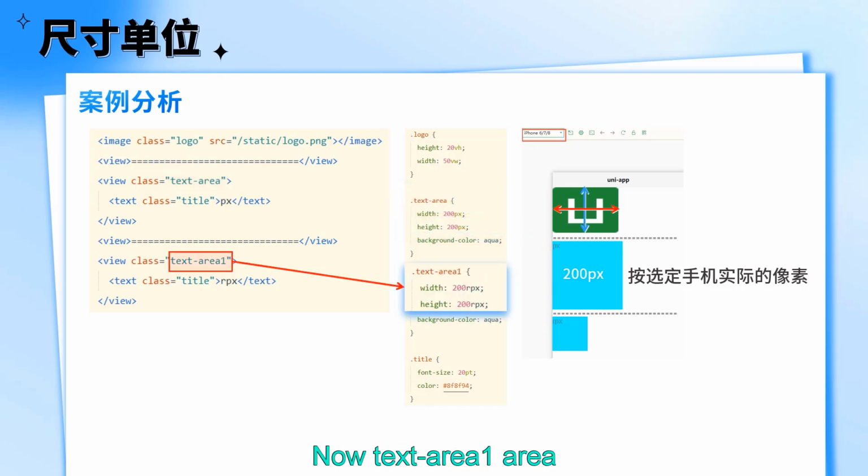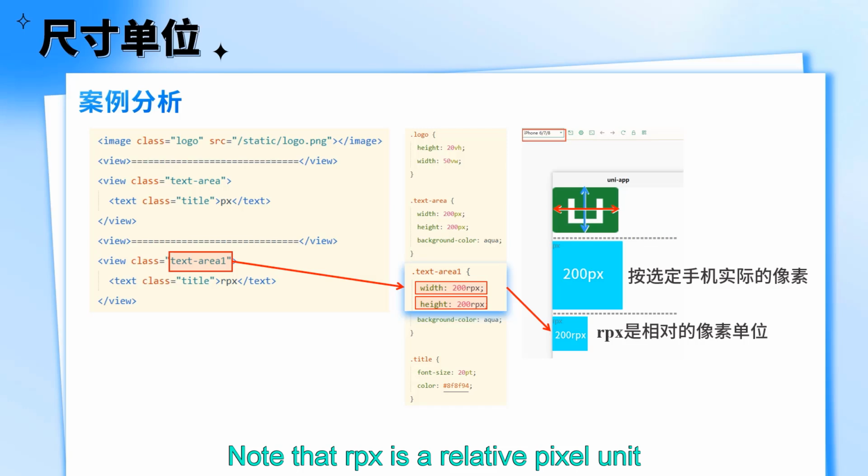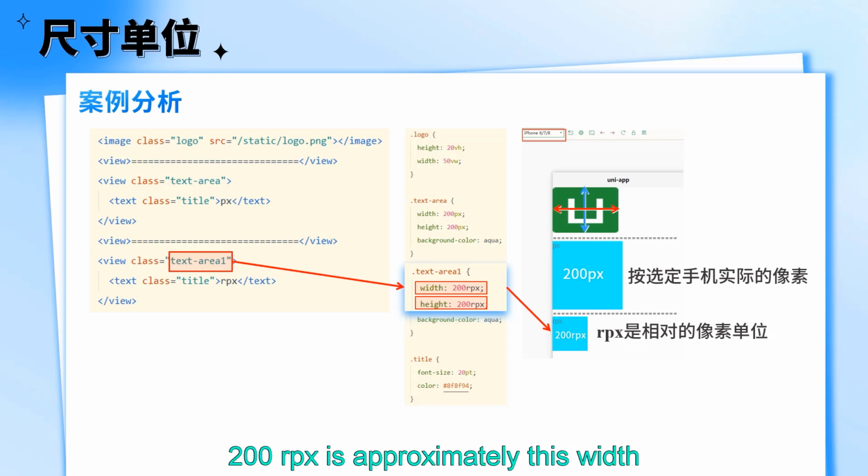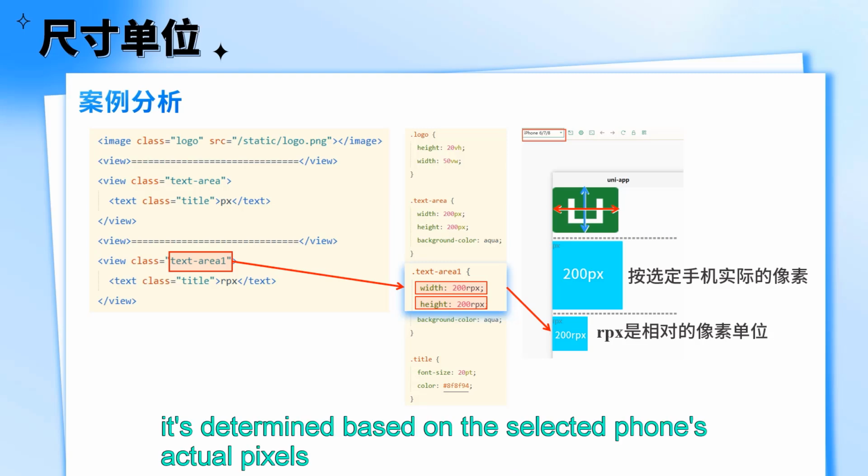Now, text area on area. What's the width here? 200 rpx. And the height? 200 rpx. Note that rpx is a relative pixel unit. The entire screen width is 750 rpx. You see the entire screen width is 750 rpx. 200 rpx is approximately this width. As for 200 px, it's determined based on the selected phone's actual pixels.